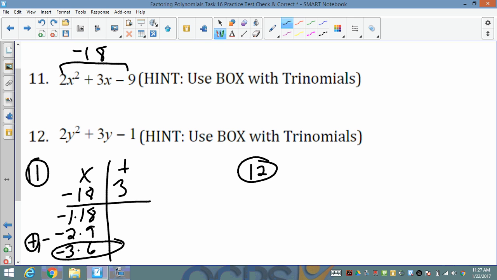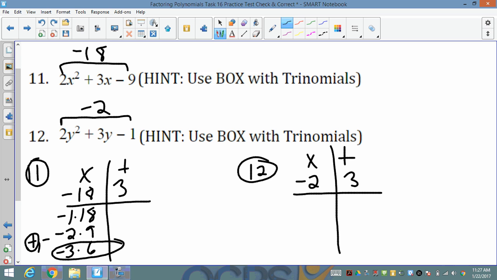For number 12, you still need to finish number 11, so pause and finish it. For number 12, I'm going to help you pick your two numbers. 2 times -1 is -2. Don't forget the negative. That's very important. It's not going to work if you don't have the negative. And I want to add to 3. So 1 and 2 is the only thing.